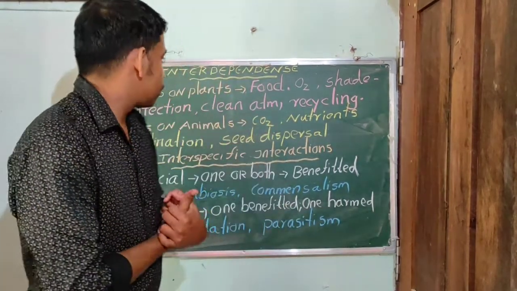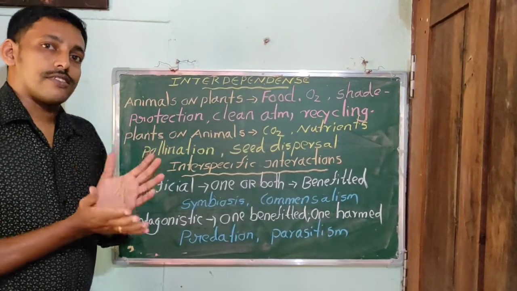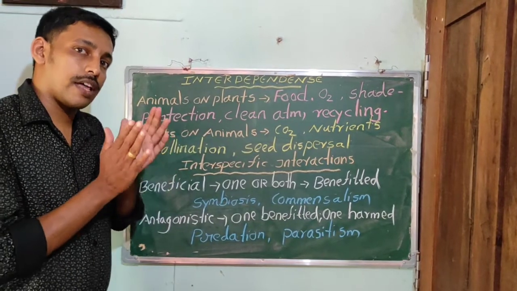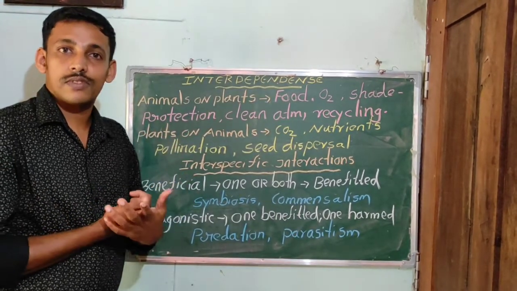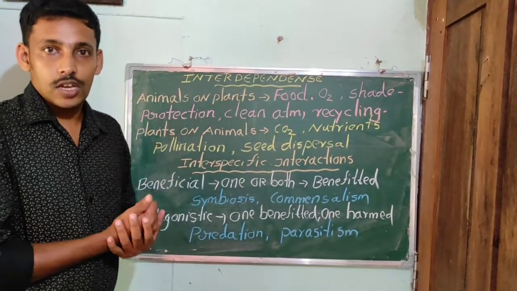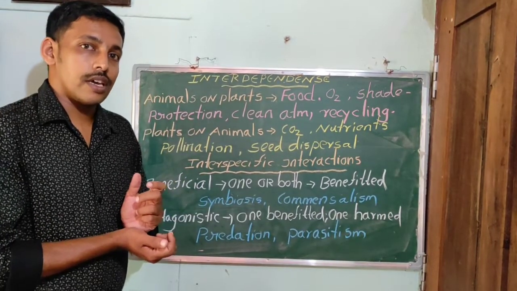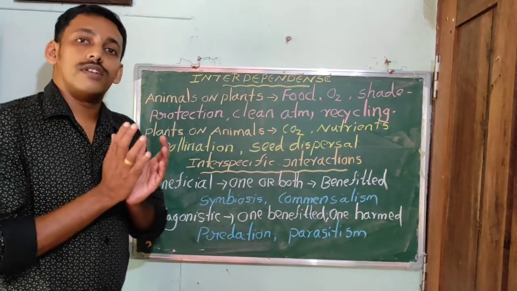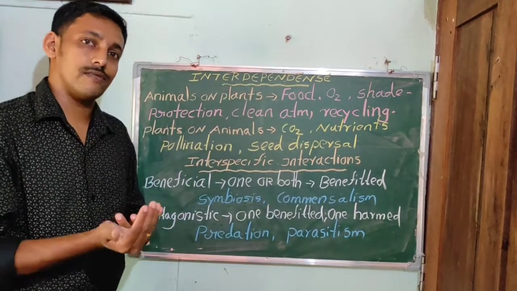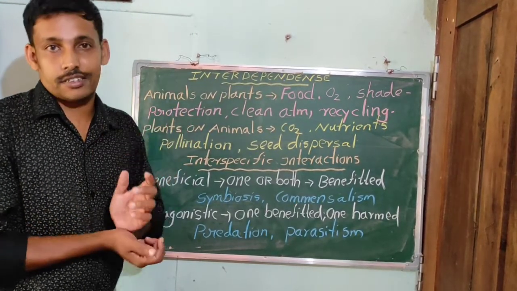Here there are animals and plants. In an ecosystem, you can see the animals and the plants. The plants depend upon animals, and animals also depend upon the plants. Let's see how they depend on each other. The main reasons are food, shelter and protection, and energy. For all these reasons, the animals and plants are interdependent.